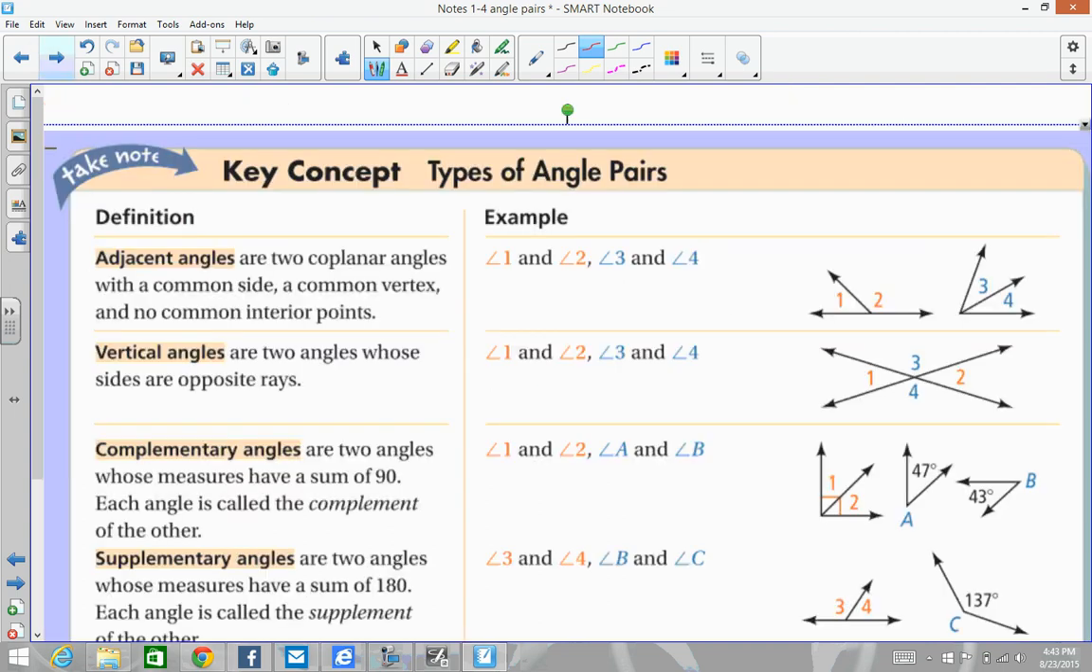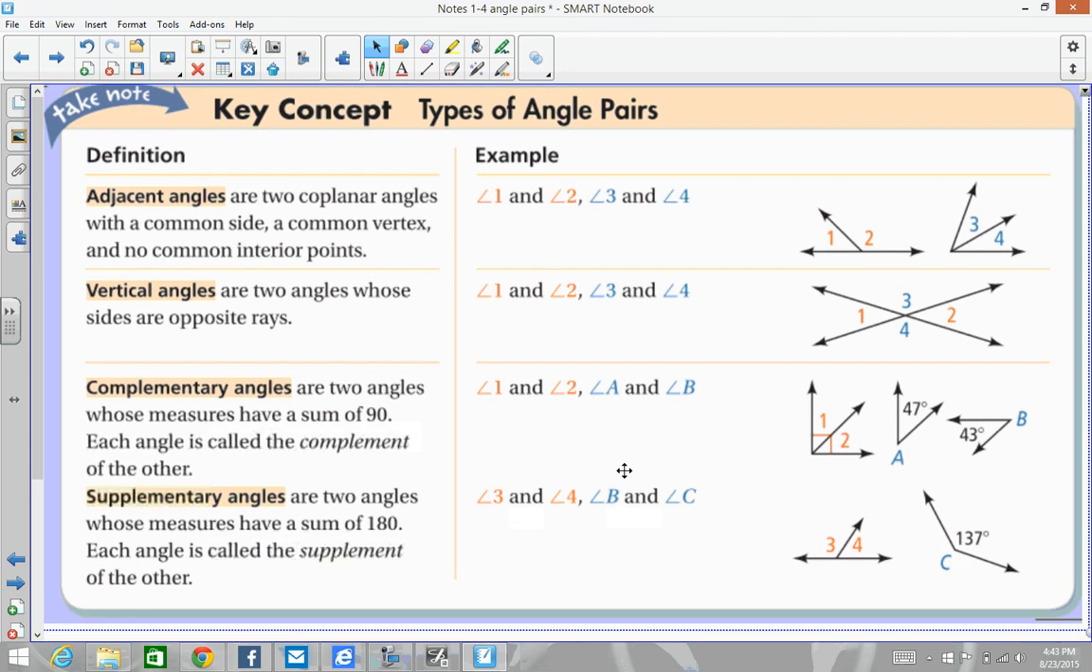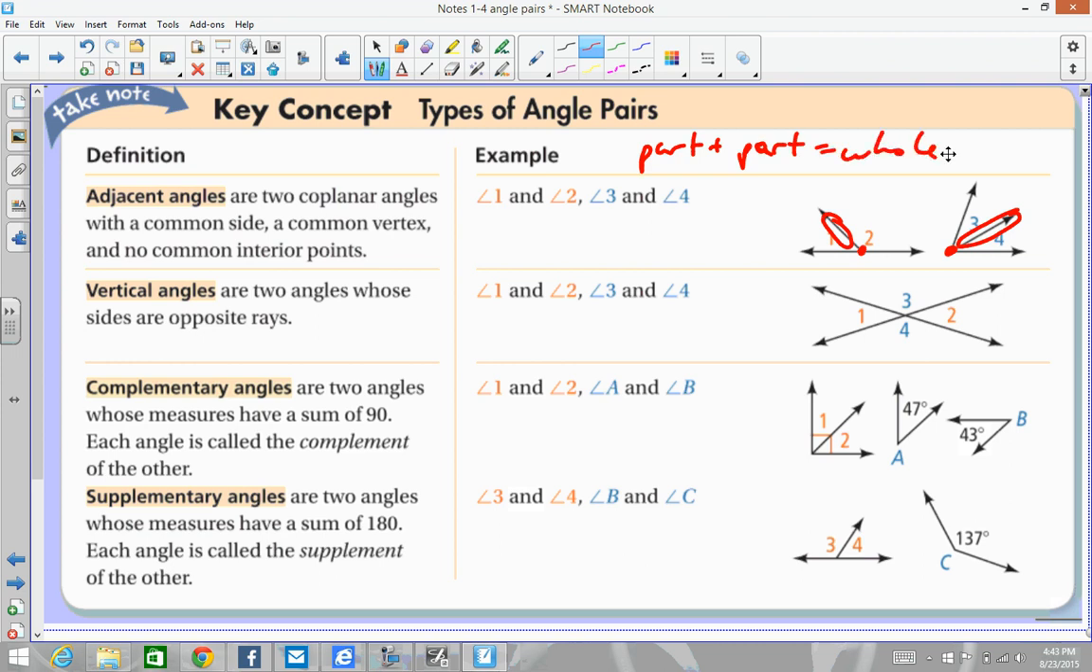Okay, so some key concepts here. These are the angle pairs that we talk about a lot. The first one we tend to talk about is adjacent angles. That is just two angles that are next to each other and share a common vertex and a side. So this is their side, and that's their vertex. There's no special setup really for adjacent angles. You can use the angle addition postulate, which is part plus part is equal to the whole, to do your setup if you have a problem that says two angles are adjacent.